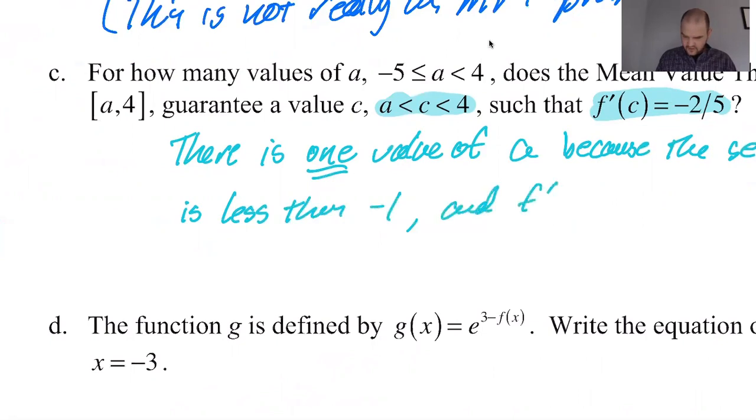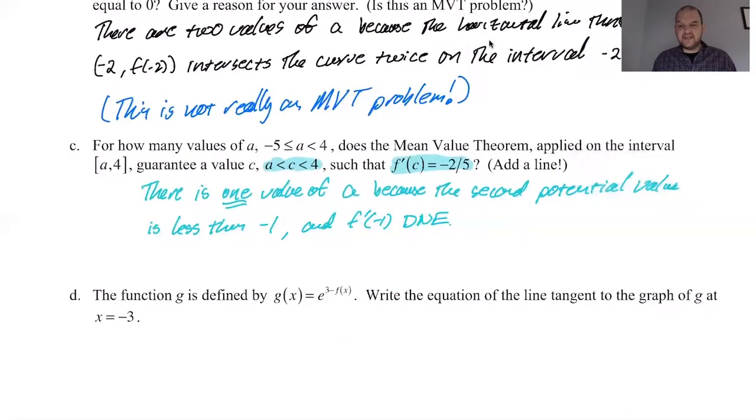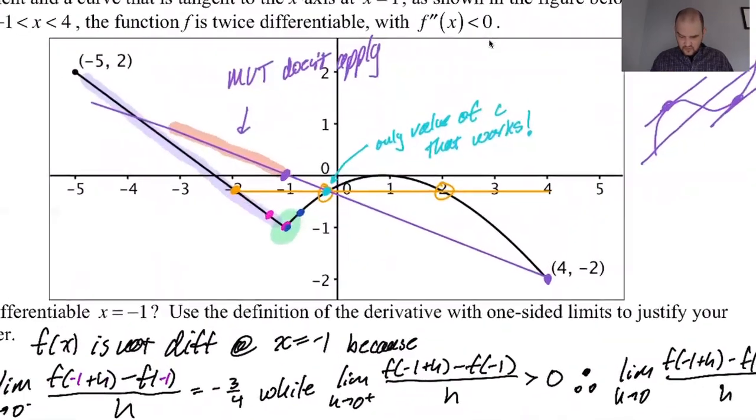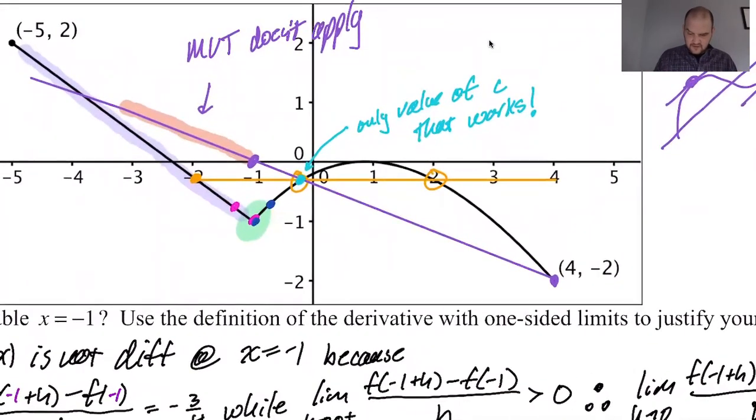And f prime of -1 does not exist. So I think that's a fine answer, right? Let's just go back to the picture and make sure we understand. The first potential value that we saw is this one.